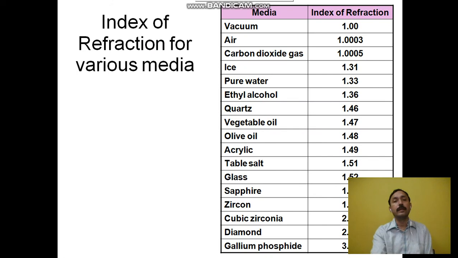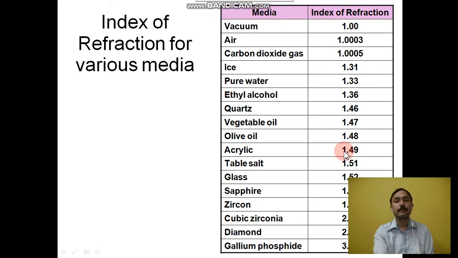Now, different media have different refractive indices. We have considered the refractive index of vacuum as 1, air is 1.0003, carbon dioxide is 1.0005, ice is 1.31, pure water 1.33, ethyl alcohol 1.36, quartz is 1.46, vegetable oil 1.47, and so on.